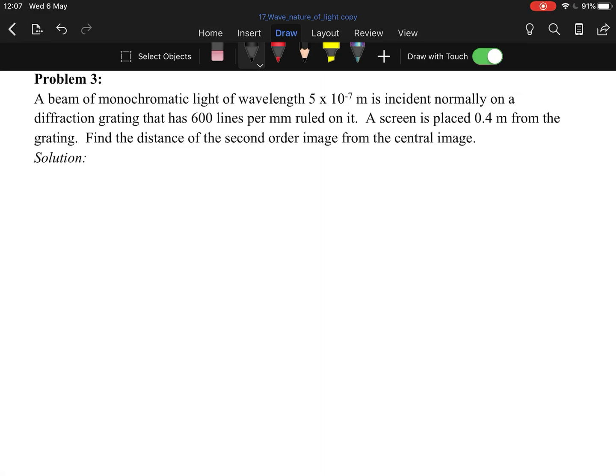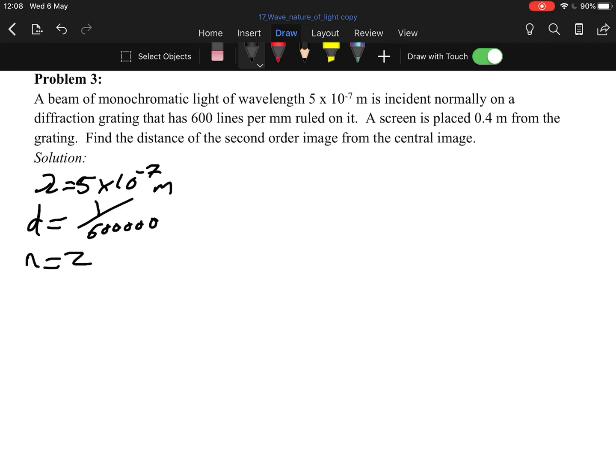Problem 3. All right, so this is more like an example question. A beam of monochromatic light of wavelength 5 by 10 to the minus 7 meters is incident normally on a diffraction grating of 600 lines per millimeter. A screen is placed 0.4 meters from the grating, and they want us to find the distance of the second order image from the central image. We don't have theta either.